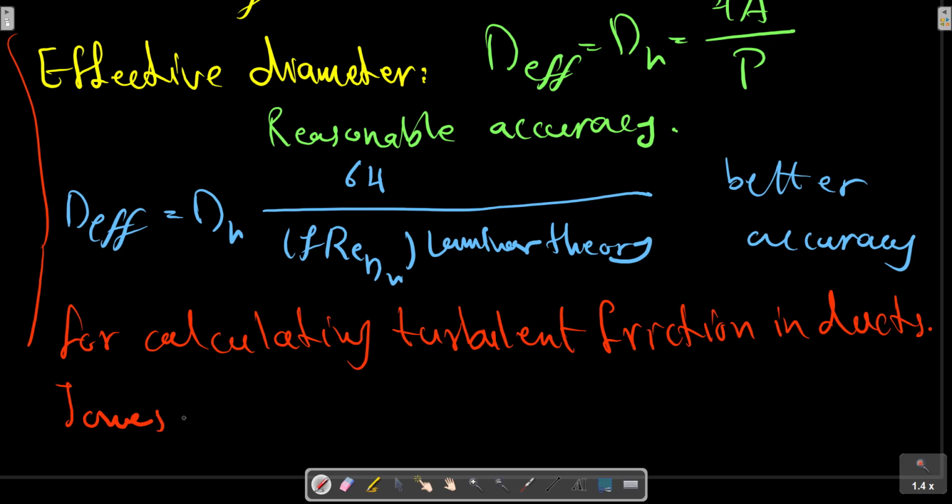Jones showed that the effective laminar diameter idea collapses all data for rectangular ducts of arbitrary height to width ratio onto the Moody chart for pipe flow. We recommend the Moody chart for any height to width ratio.